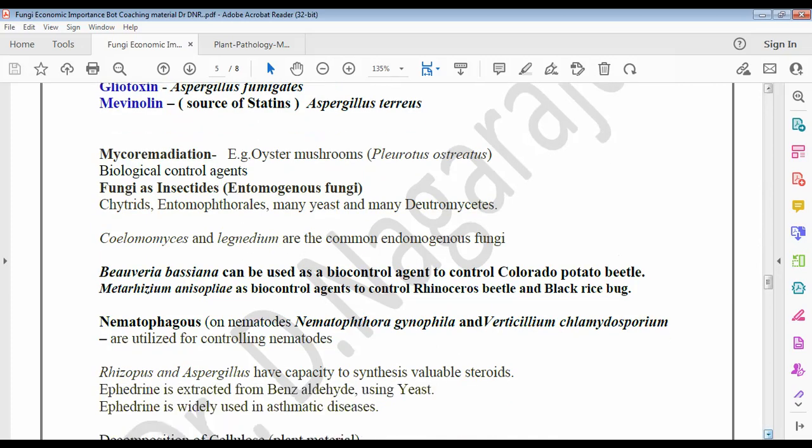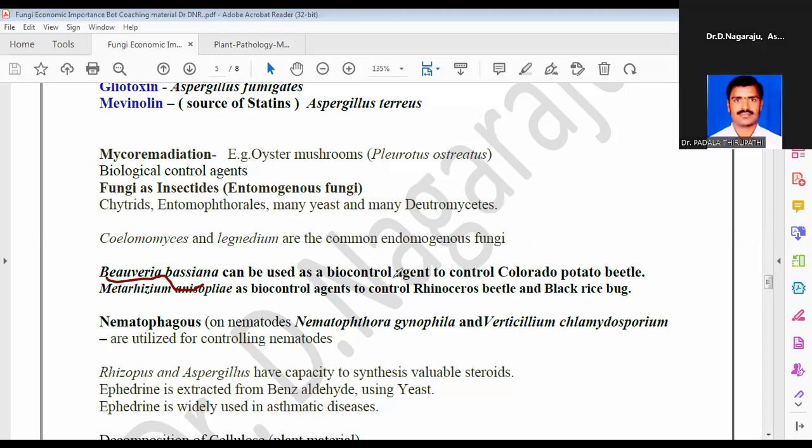I already told you fungi are also used as an insecticide. I already told you the example. Which fungi is an insecticide? Bioinsecticide. Beauveria bassiana is the insecticidal fungi. And Pisolithus, Psilocybe, these are all also bioinsecticidal fungi.